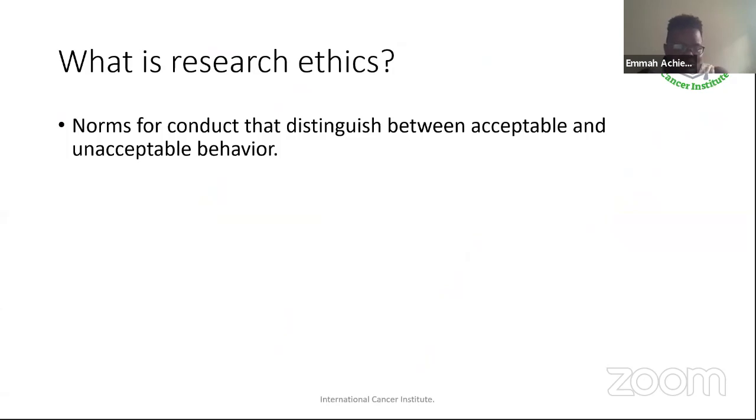So what is research ethics? Loosely, these are norms for conduct that distinguish between acceptable and unacceptable behavior. When you think about research ethics, many times we want to say right or wrong, but really sometimes it's not just right or wrong. Sometimes you have to think outside of the box in making sure that all the steps within the research are conducted in a manner that does not cause harm, does not disadvantage the respondents, and does not focus on science only and forget that there are participants also who need to be carried along in the journey.